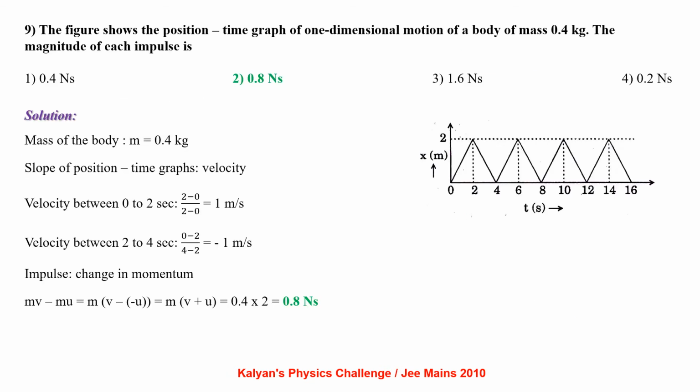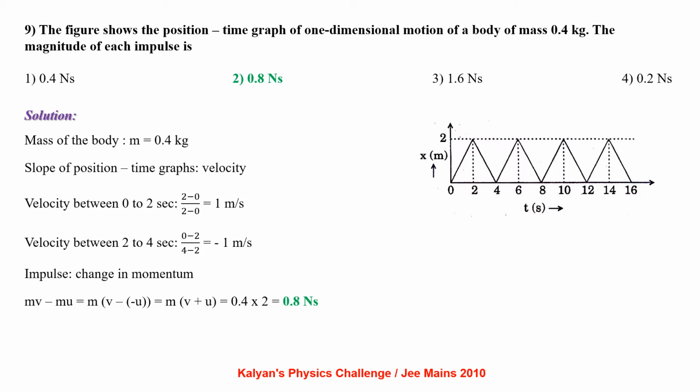The figure shows a position-time graph of one-dimensional motion of a body of mass 0.4 kg. The magnitude of each impulse is? Mass of the body is 0.4 kg. The slope of the position-time graph gives us velocity. Now let us see velocities in two time intervals. Between 0 to 2, it is 1 meter per second. Between 2 to 4, it is minus 1 meter per second.